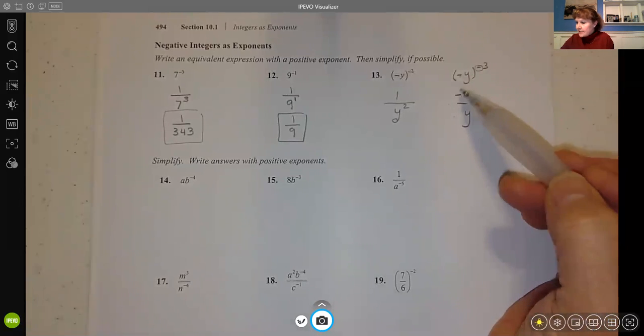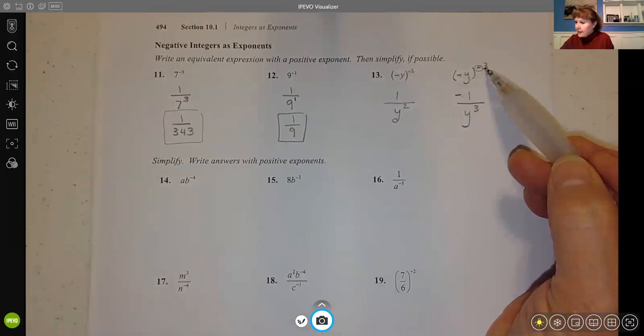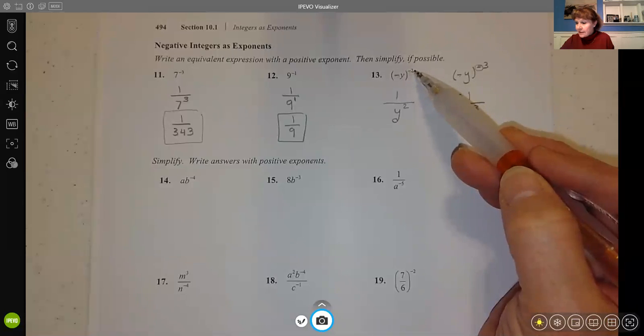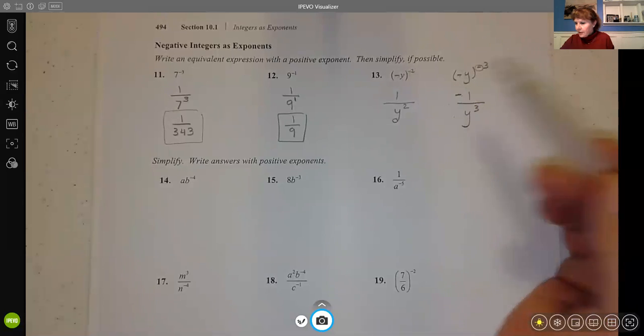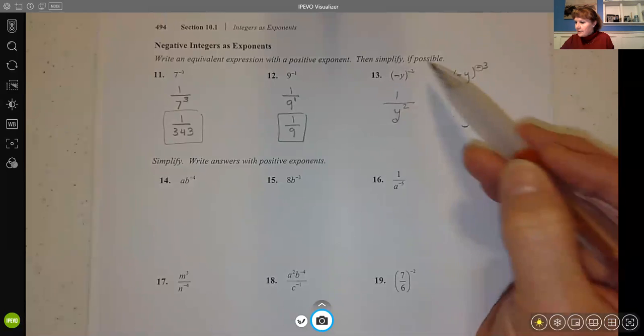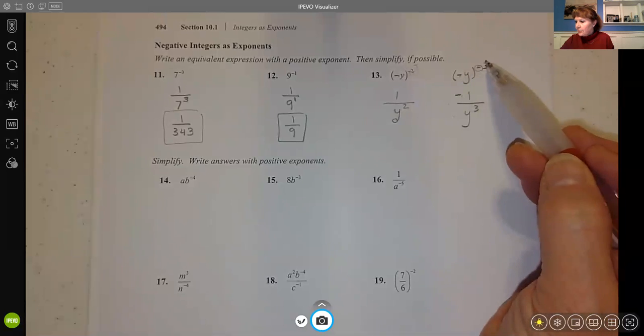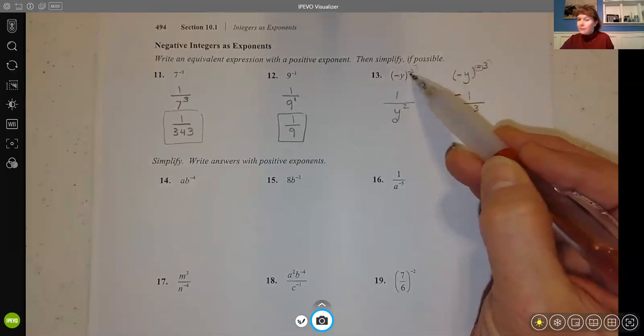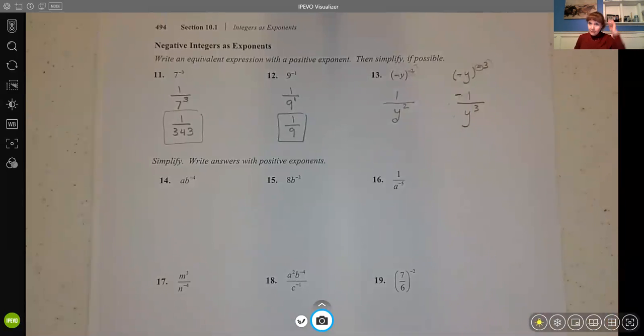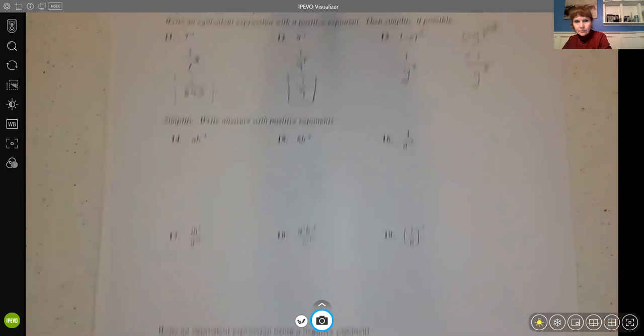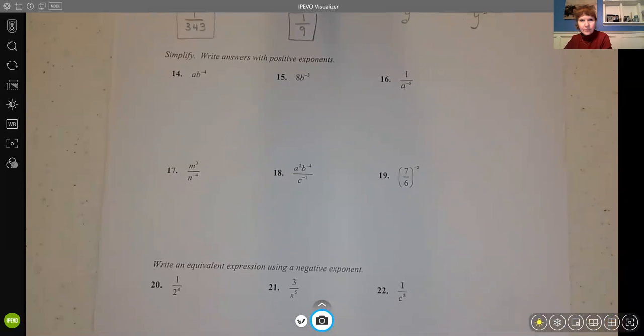That negative stayed because it's odd. This negative left because it's even. So whether it's positive or negative depends upon the number value, not the negative in front of the exponent. All that does is change positions. All right, doing great. Just kind of go through these.